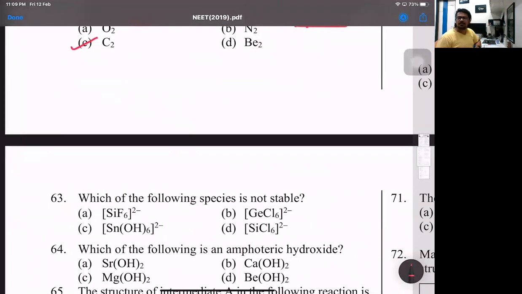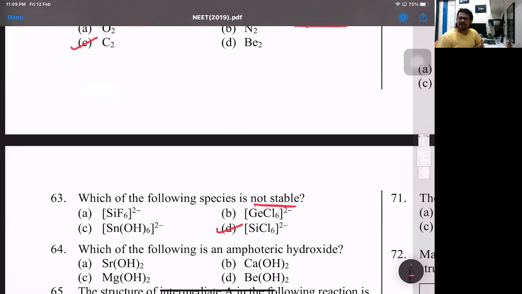Then next one, this is again a line. What we have in the P block part in the properties, which of the following species is not stable, means it is not formed at all. Answer is D there. SiF6 2 minus, GeCl6 2 minus, and Sn(OH)6 2 minus. These are formed by sp3d2 hybridization, because silicon, germanium, as well as tin all have vacant d orbitals.